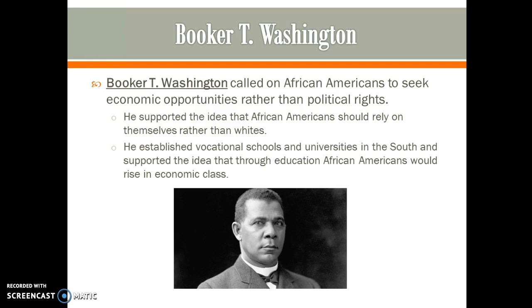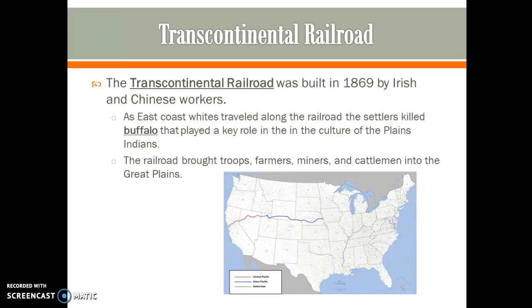Okay, he also established vocational schools, and vocational schools are these schools in which African Americans could go to be taught trades such as farming or other trades like that. Vocational schools are still around today. Okay, he also establishes a couple different universities in the South, and he supports this idea that education is going to be the way in which African Americans would rise economically and also to equality with whites.